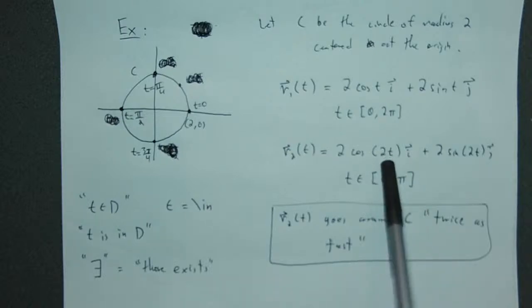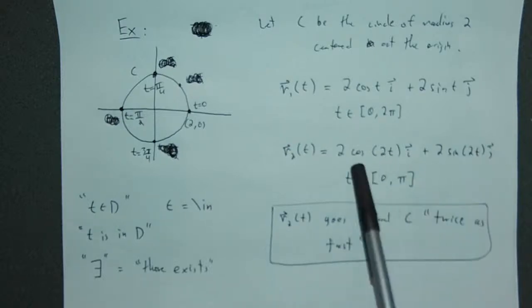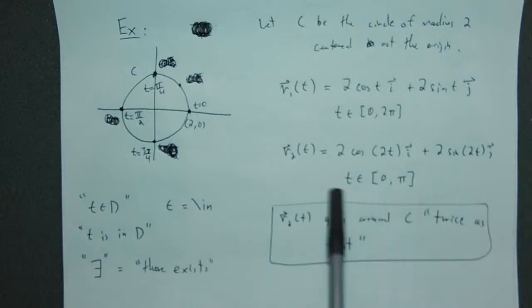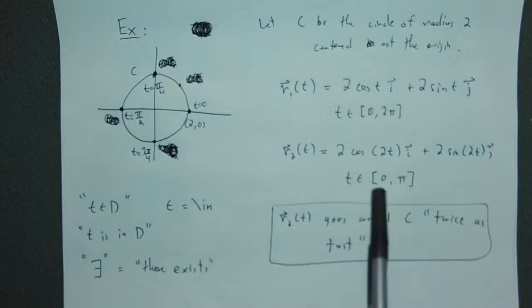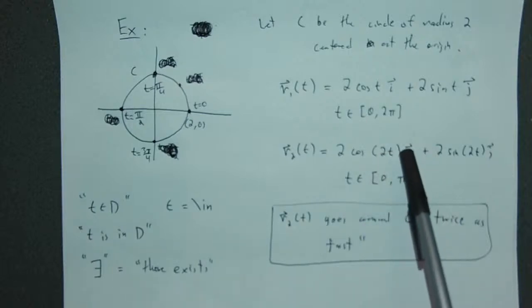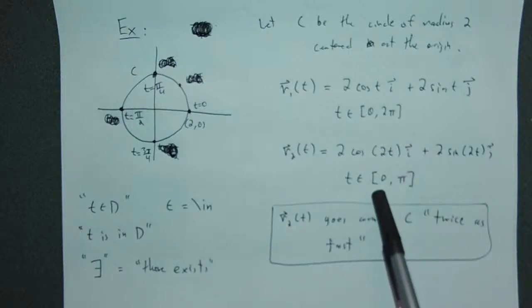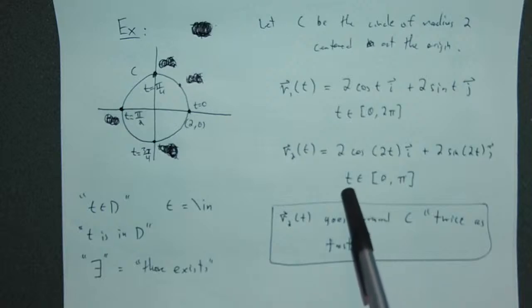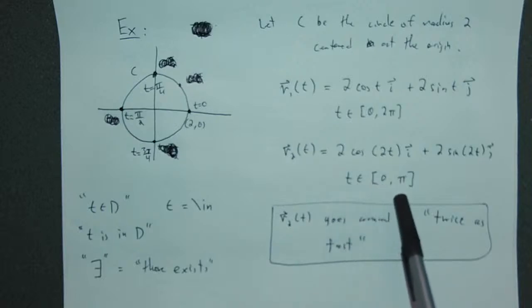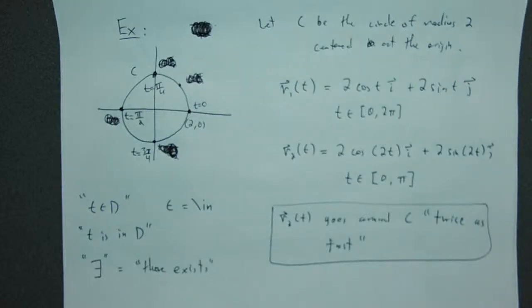And of course, there's nothing special about 2 here. I could have put cosine of 3t and sine of 3t, or cosine of 10t and sine of 10t. And in that case, I could have just modified this slightly. If this were cosine of 10t, then my interval would be 0 to pi over 5, right? That would work. Okay, and then I would be going 10 times faster around the circle.